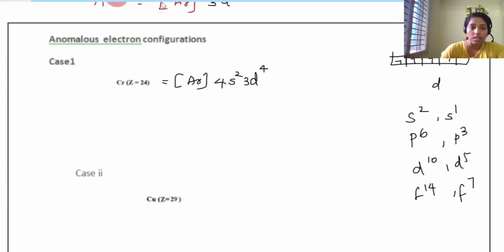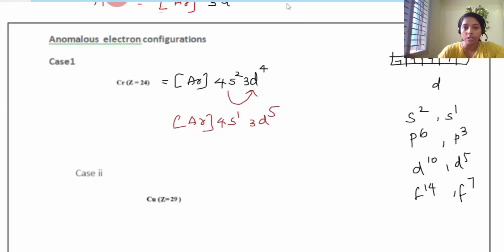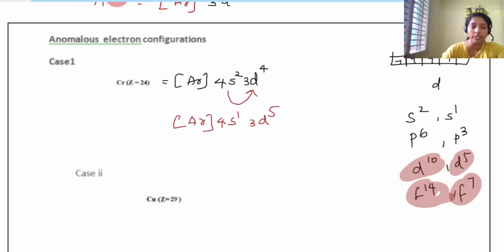So for getting this extra stable configuration, what they will do is this 4s electron will jump into the 3d shell. So what should the configuration be? Argon 4s1 and 3d5. Why? Because in order to make a more stable configuration. But be careful: even though s2, s1, p6, p3 have this extra stability, this electron jumping is not seen. This anomalous configuration is found only in the d block and f block.